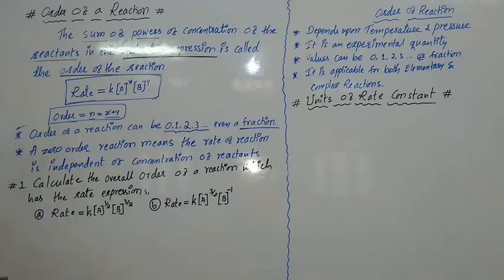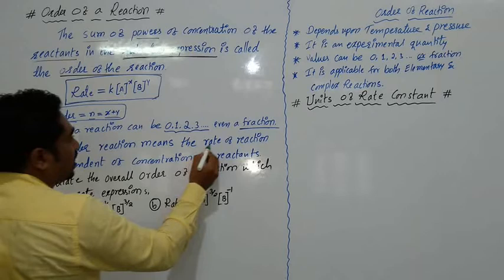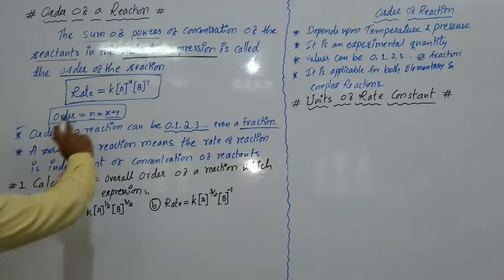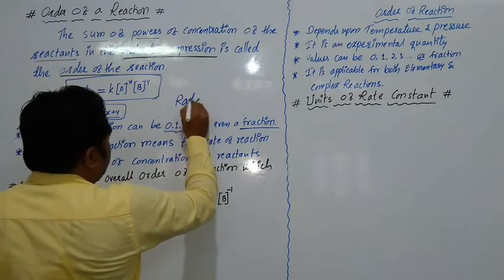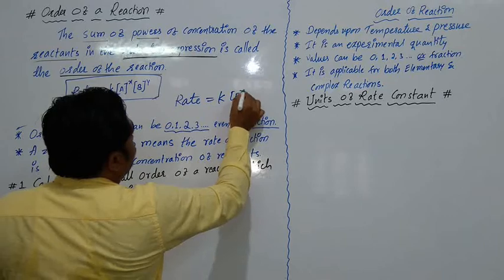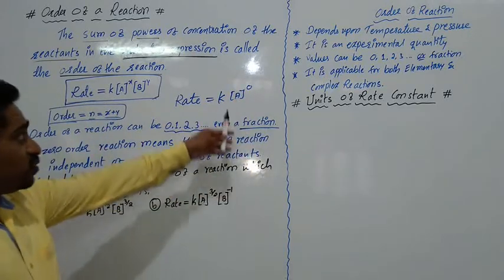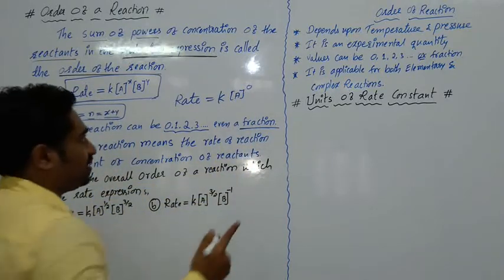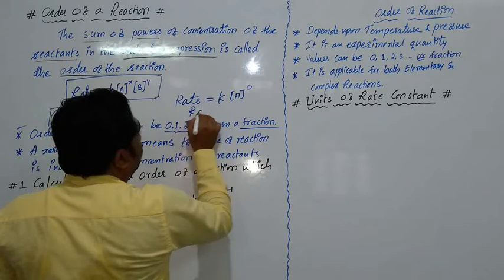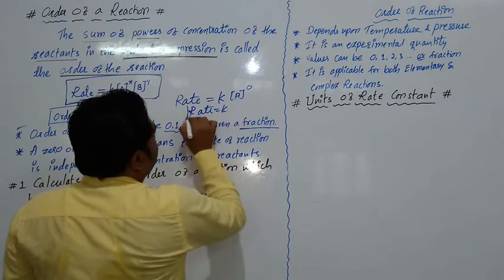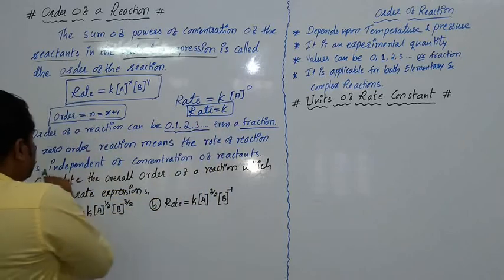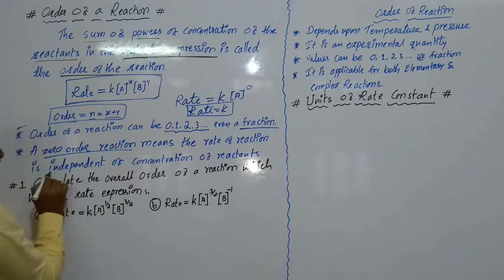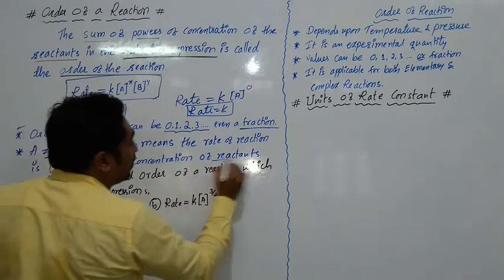Please remember this. Next, a zero order reaction means the rate of a reaction is independent of concentration of reactant. See here, if rate is equals to K into A raised to 0. A raised to 0 means what? Order is 0. Anything raised to 0 is equals to what? 1. So according to mathematics, anything raised to 0 is equals to 1. Therefore, rate is equals to what? K. So the zero order reaction means the rate of a reaction is independent of concentration of reactant.